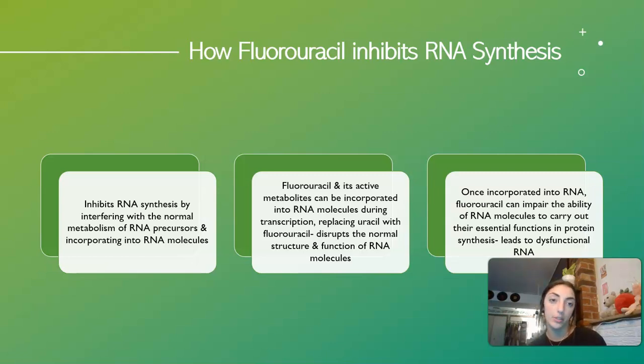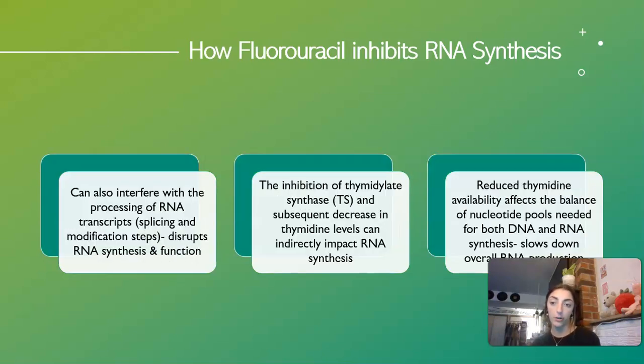The way that it inhibits RNA synthesis, it can interfere with the normal metabolism of RNA precursors and incorporate into RNA molecules. And fluorouracil and its active metabolites can be incorporated into RNA molecules during transcription, and this replaces uracil with fluorouracil, disrupting the normal structure and function of the RNA molecules. Once it's incorporated into RNA, it can also impair the ability of RNA molecules to carry out their essential functions in protein synthesis, so this leads to dysfunctional RNA.